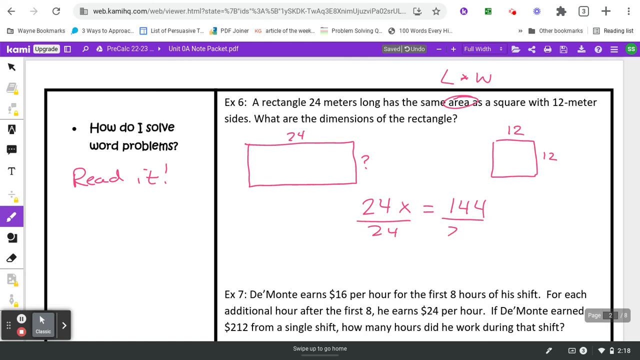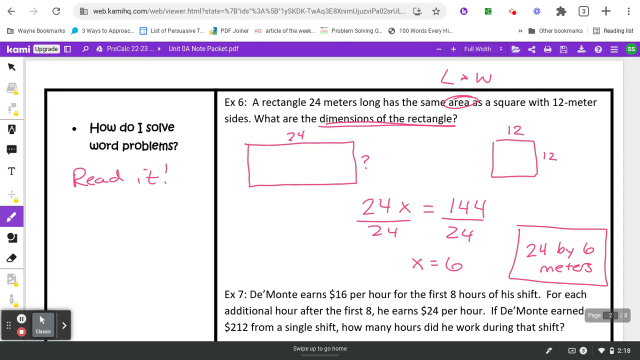And then divide by 24. Get x equals 6. So the dimensions of the rectangle, they don't just want the width of the rectangle, they want the dimensions. So this would be 24 by 6 meters for your final answer.